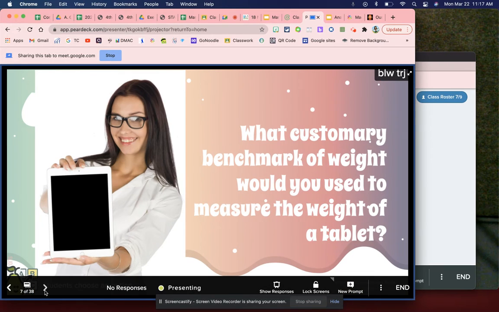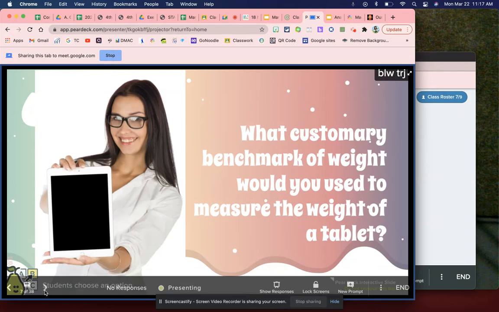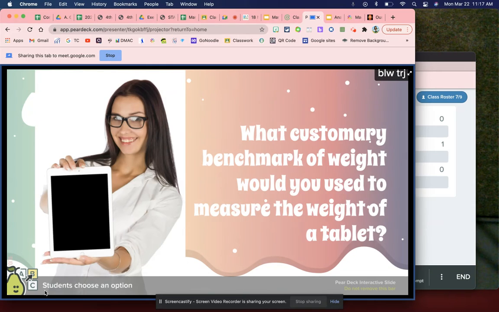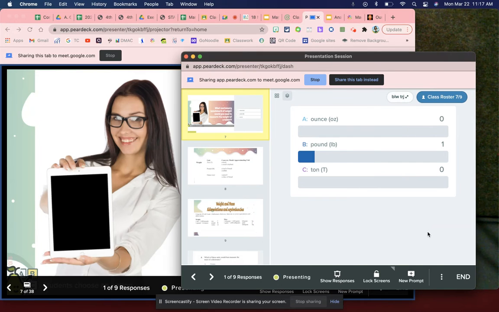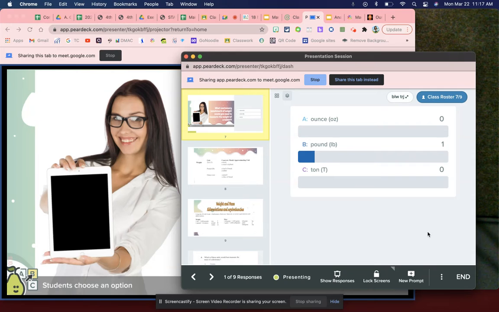So think about your iPad, the one you have right now in your hands. What would be the benchmark that we would use to measure the weight of a tablet? How do we measure the tablet? Do we use ounces, pounds, or tons? John Alfaro already answered. How do we measure the tablet, boys and girls? Ounces, pounds, or tons?